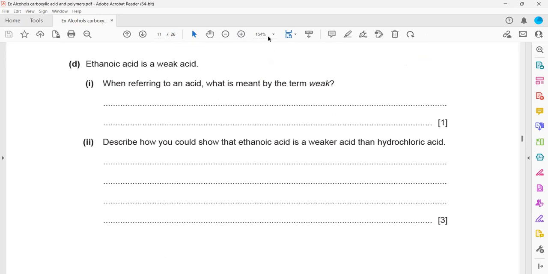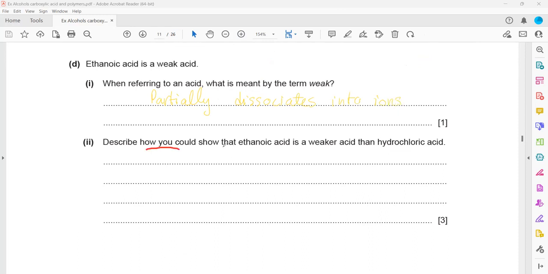Ethanoic acid is a weak acid. What is meant by the term weak acid? It ionizes partially in solution. So it partially ionizes or dissociates, partially dissociating into ions.